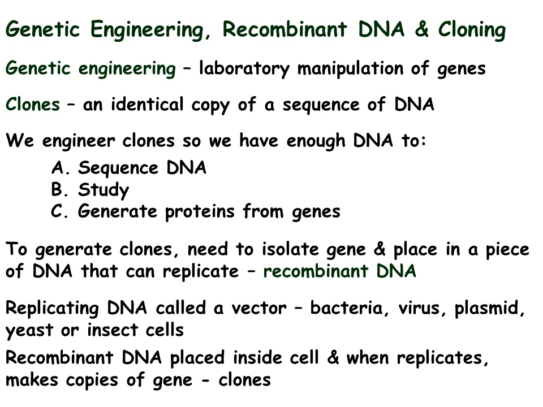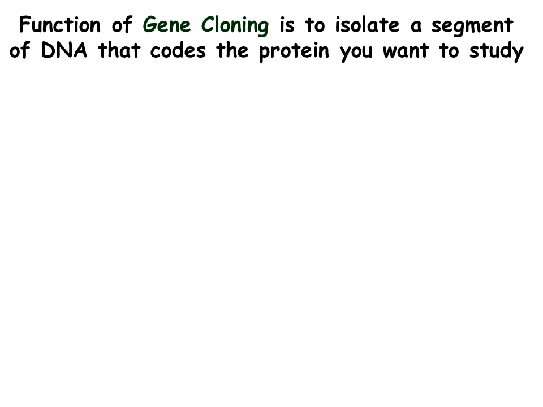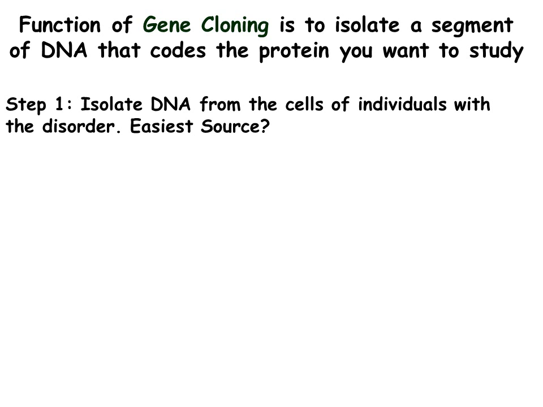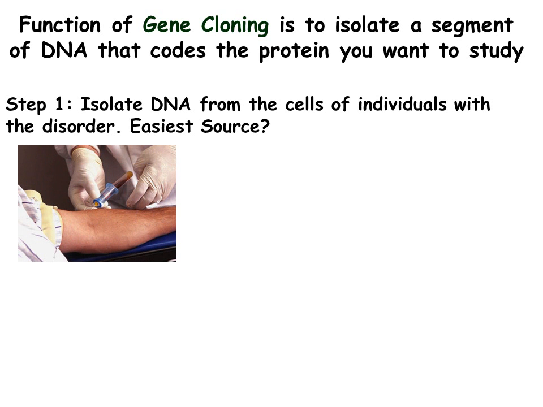Once the recombinant DNA is placed into the cell, when the DNA replicates, it makes copies of the gene, and those are the clones we're looking for. So the function of gene cloning is, first of all, to isolate a segment of DNA that codes the protein. We have to isolate DNA from the cells of individuals with the disorder. What's the easiest source? Blood.